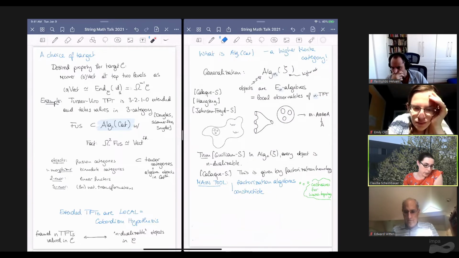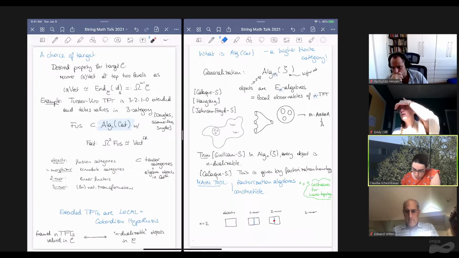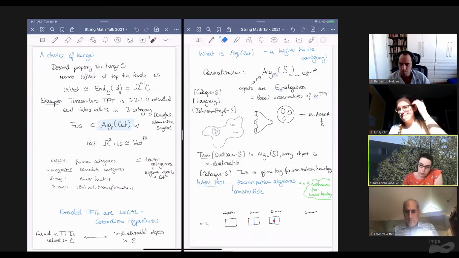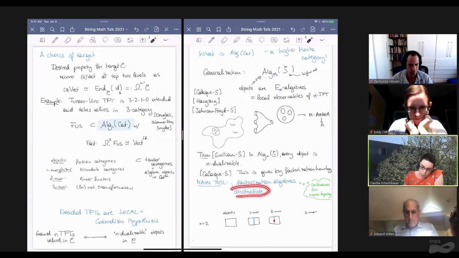Okay, great. So how does our higher category look like? I'll just explain two examples for you. They should be constructible, which means that I have to tell you what the space is that they lie on. For n equals two, that's exactly these types of pictures here.